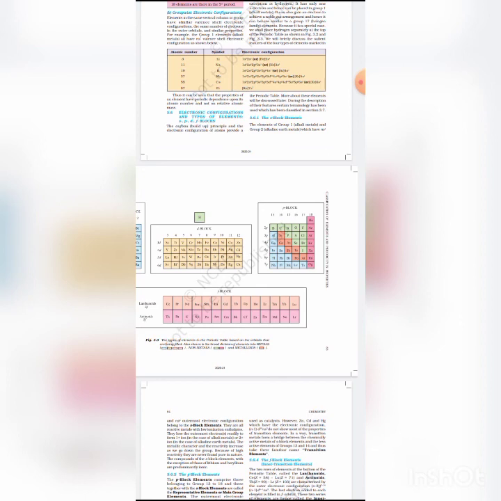Okay, so these are the important characteristics, the variation in their properties, down the group and across a period.